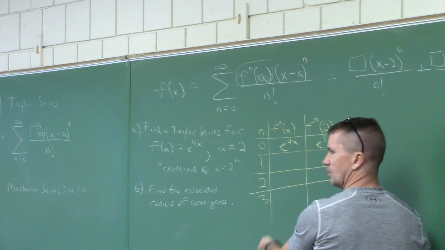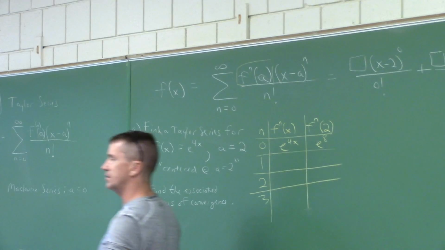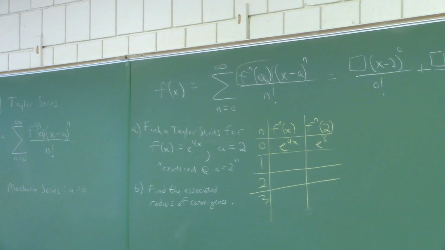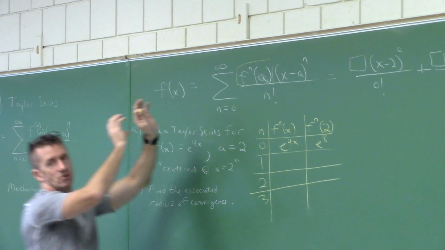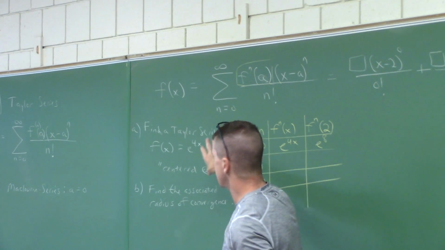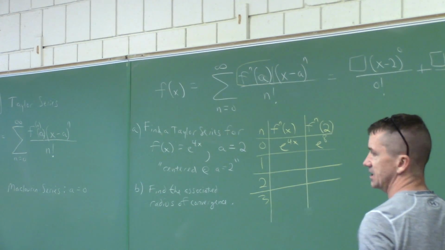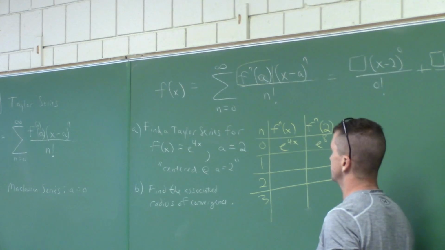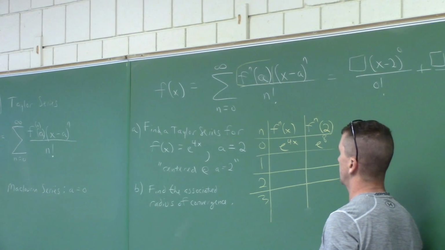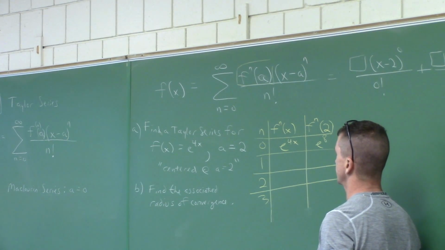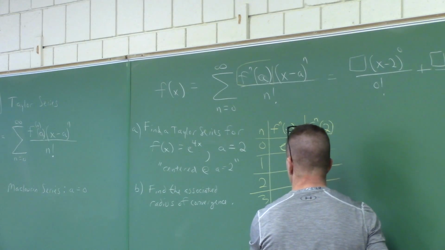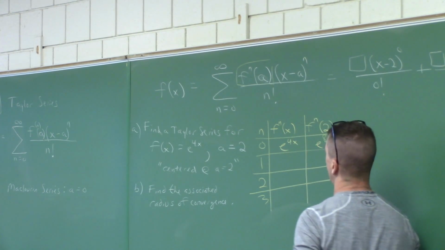Students always ask me, how far do I go? I would go out at least like 3 or 4 terms until you see the pattern where you can actually write that Taylor series in sigma notation. And that's what we're going to do. We're going to write it in sigma notation. If you want, we can go to a 4th. We got all this. All right.